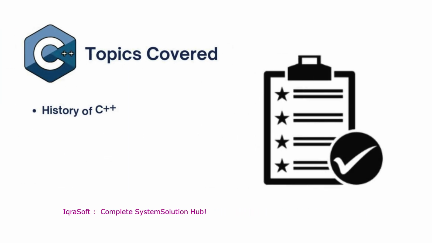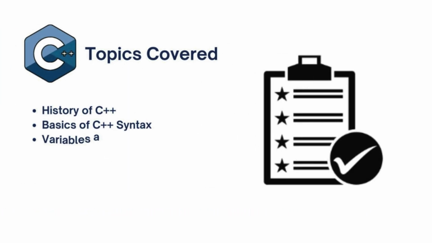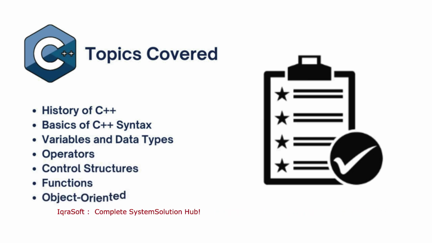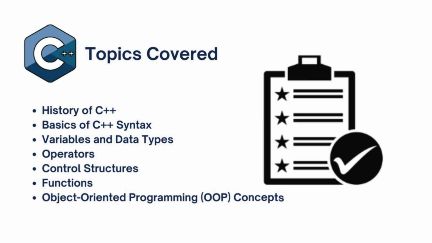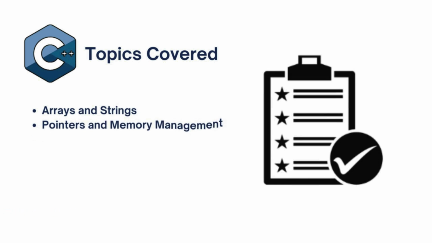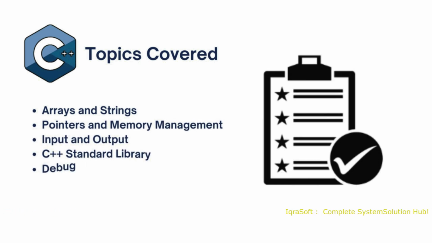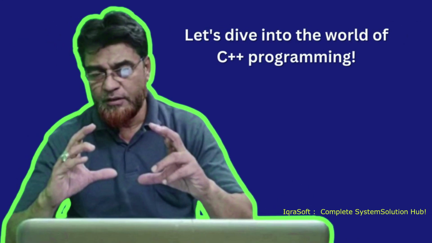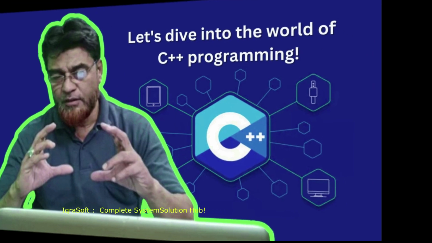Topics covered: 1. History of C++, 2. Basics of C++ syntax, 3. Variables and data types, 4. Operators, 5. Control structures, 6. Functions, 7. Object-oriented programming, OOP, concepts, 8. Arrays and strings, 9. Pointers and memory management, 10. Input and output, 11. C++ standard library, 12. Debugging and error handling, 13. Resources for further learning. Let's dive into the world of C++ programming.